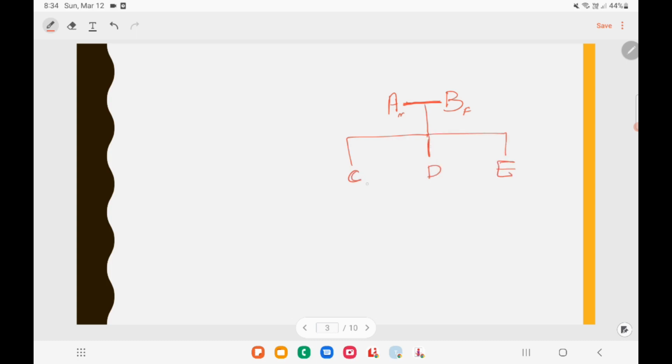And let's say C is a boy, I will write male here. Let's say this is a female and this, let's say, is a male, so I will write like this. And if C again marries another person F, then F will come like this, and this will be a female. Then if they have children, I will draw like this. So this is the way I am doing.